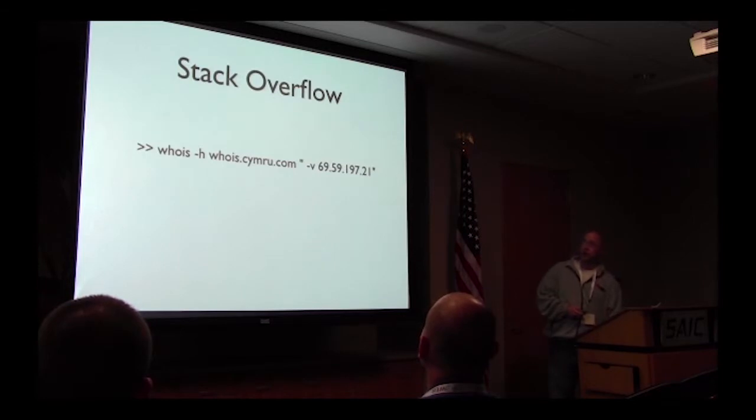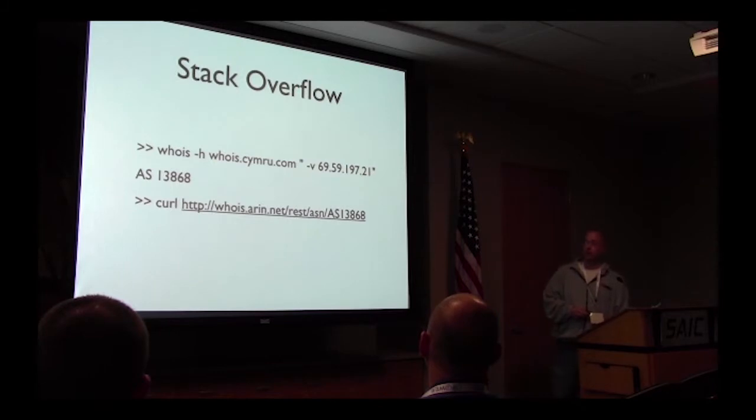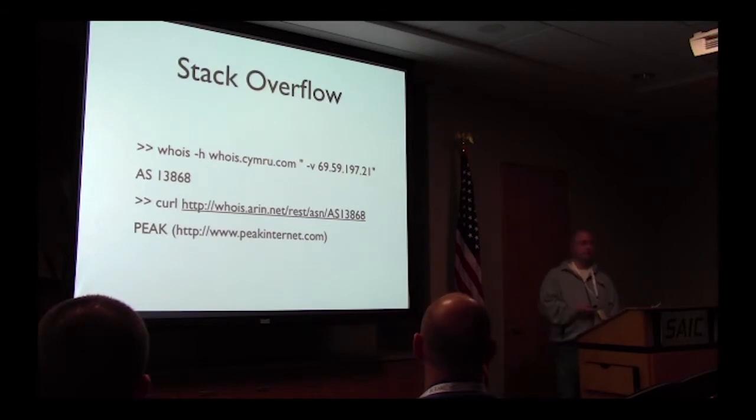Then we can go ahead and go to this service. This is a security firm, and we can do a who is query there on the command line. And they're going to give us the autonomous system number that those IP addresses routed out of. So now, rather than the made up 789, we know that Stack Overflow actually routes out of, or originates out of, 13868. But we can do even better than that. We can go ahead and curl Aaron again, and we can look up that autonomous system number, and we can find out that Stack Overflow uses Peak Internet as their ISP.